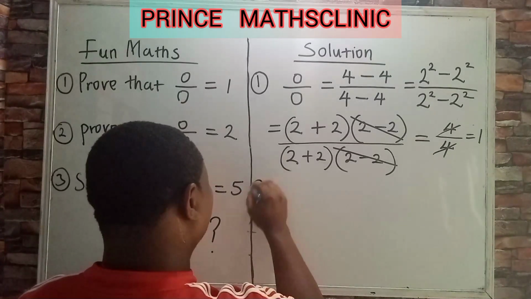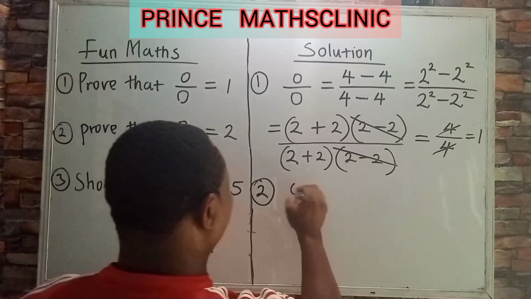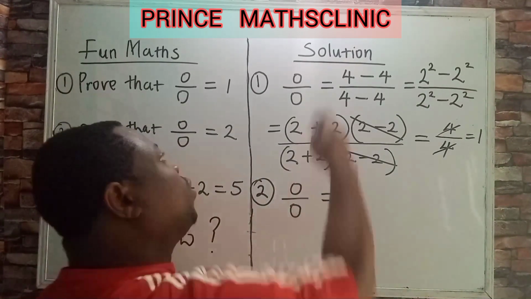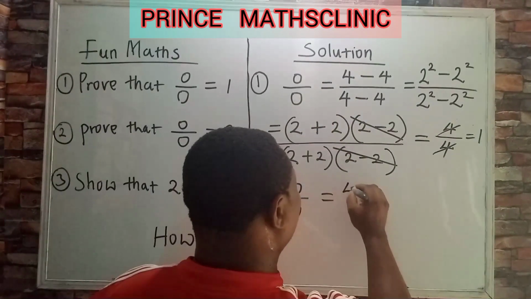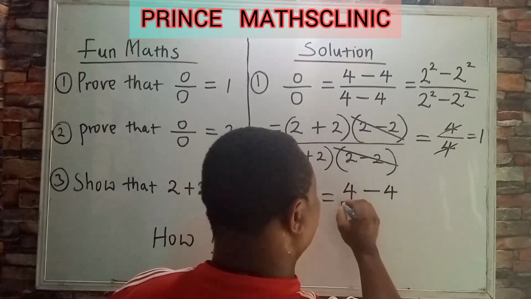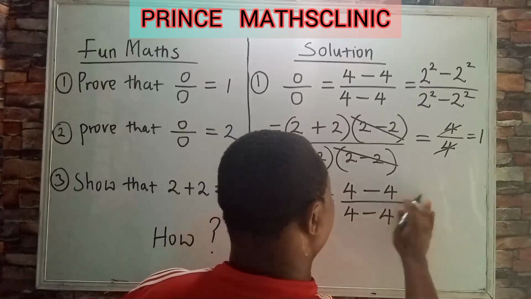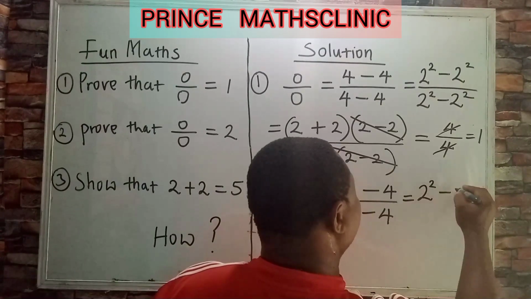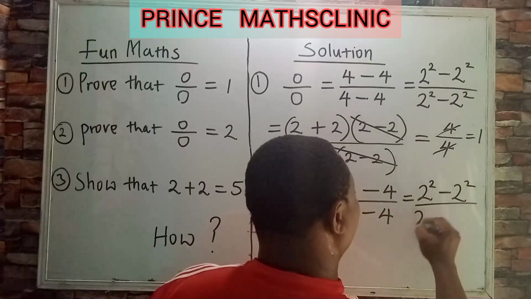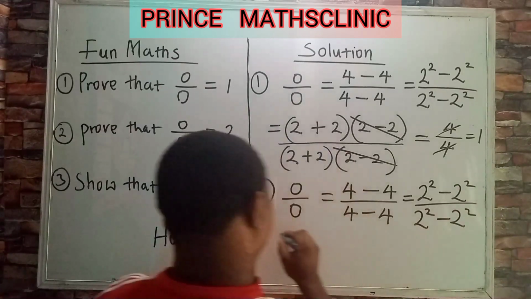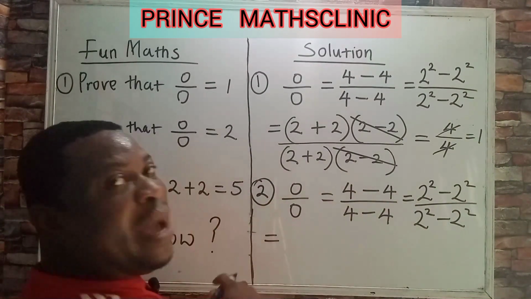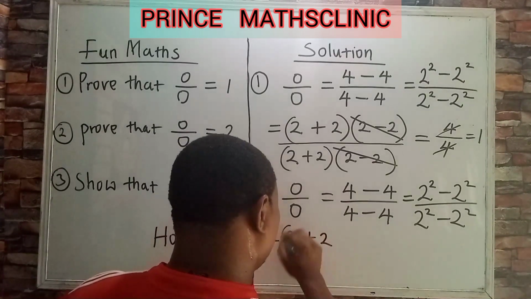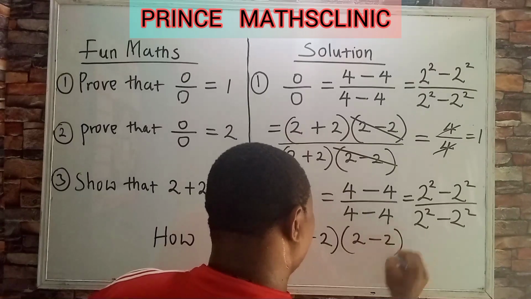Now, the second one, 0 over 0 again. You can pick any number as long as you can find the square root of that number. I want to still use the same 4. Now, let's go. 4 minus 4 gives me 0, and 4 minus 4 gives me 0 again. Now, this can be written as 2 squared minus 2 squared all over 2 squared minus 2 squared. Now, 2 squared minus 2 squared can be expressed again as 2 plus 2 and 2 minus 2.